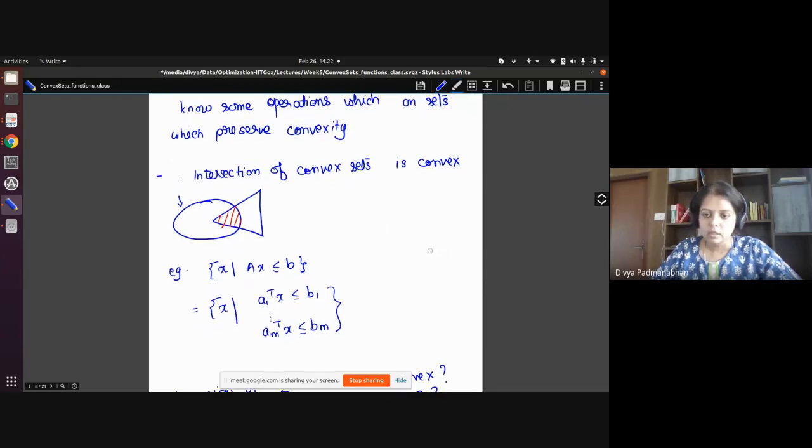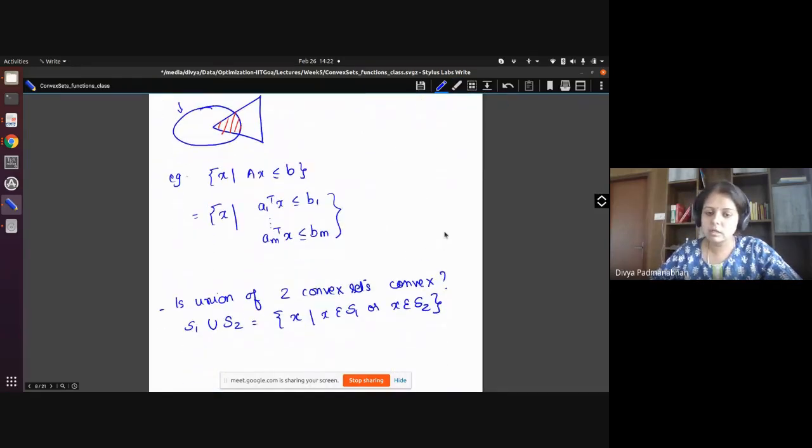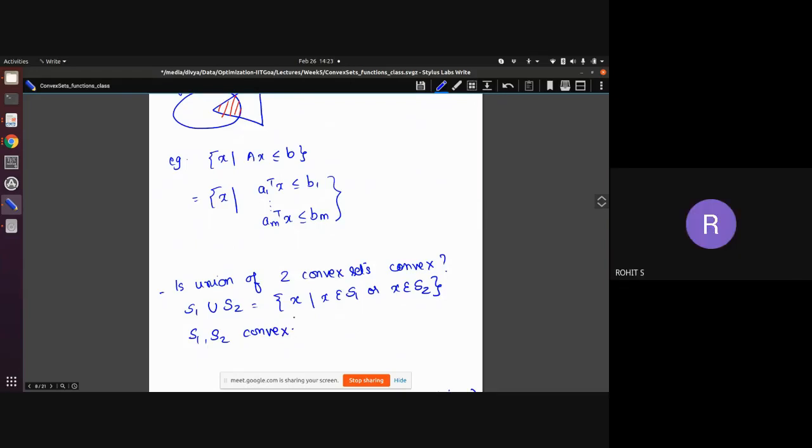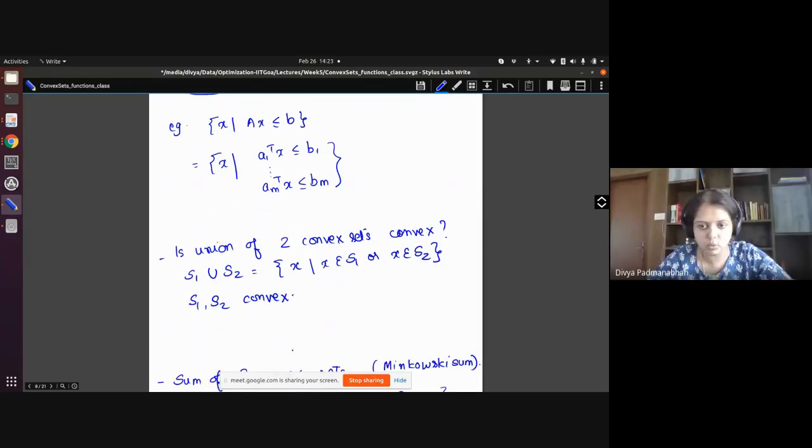Now let's look at the union of two convex sets. S1 union S2, by that we mean that you take all x where x is either in S1 or x is in S2. S1 and S2 are convex. So what do you think? Is this a convex set? No, ma'am. Okay, so why?